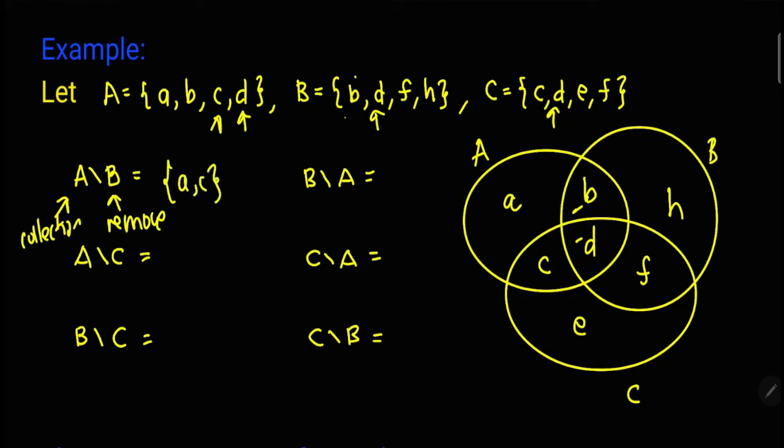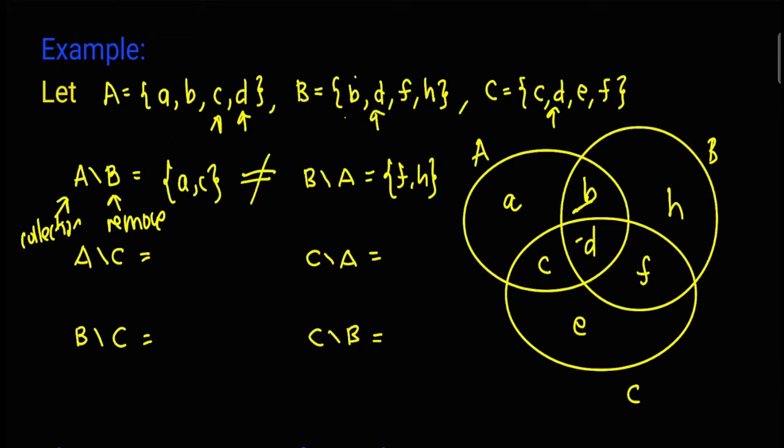Now observe that if we, on the other hand, get B except A, so we're going to get the elements of B, and then we're going to remove elements of A. So the elements of B are B, D, F, H, but the elements of A here are B and D as well. So we're going to remove them, and we'll be left with F and H. So this is F, H. So we can see clearly now that complement is not commutative. A except B is not the same as B except A.